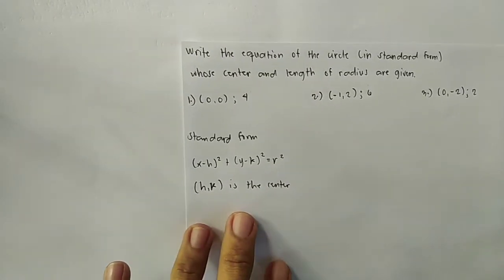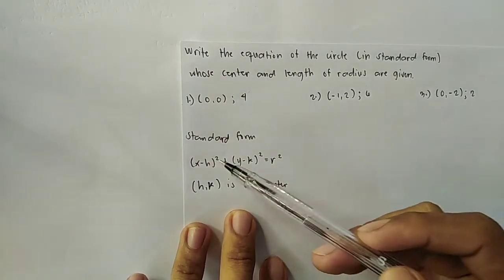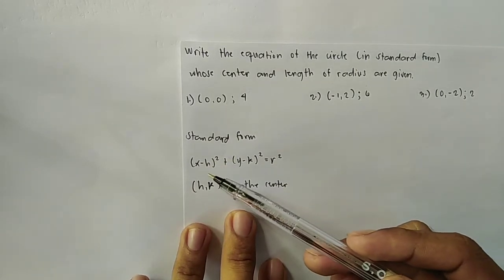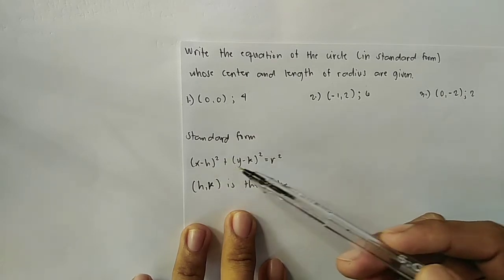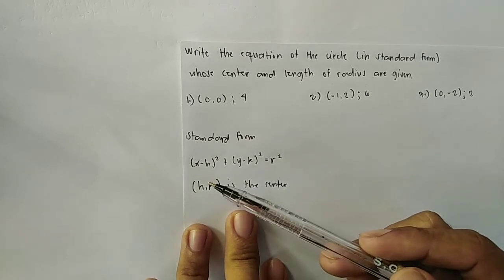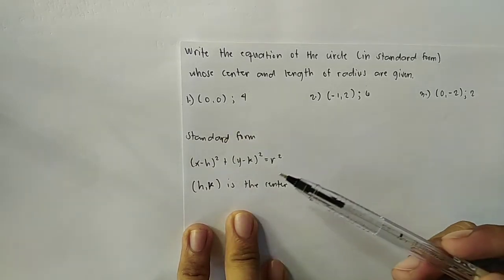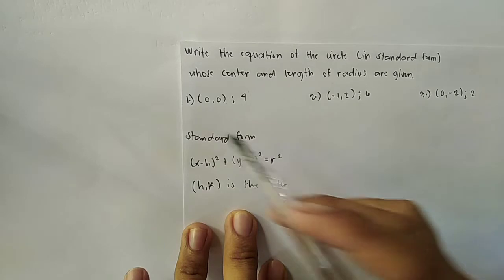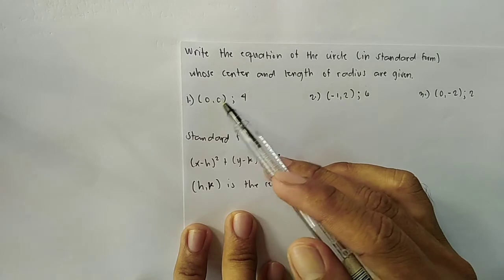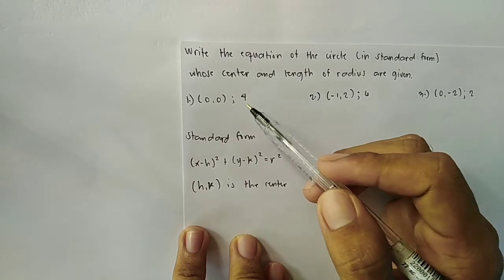Since the problem requires us to write the equation of the circle in standard form, we are going to write these examples into the standard form, which takes the form of (x - h)^2 + (y - k)^2 = r^2. This will be the format of the circle that we are going to follow, using the center and the radius. So the given are the center of the circle and the radius.